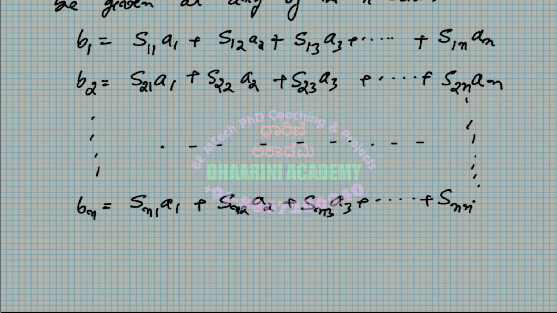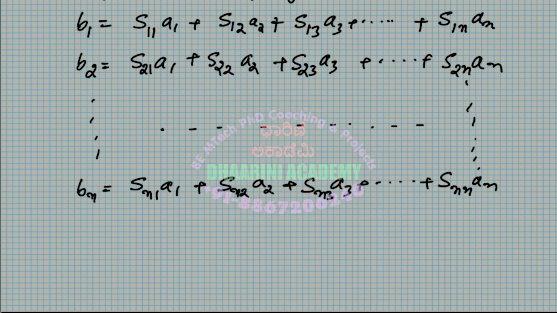So Bn can be written in the following way: Sn1 A1 plus Sn2 A2 plus Sn3 A3 dot dot dot plus Snn An. This is for n different ports being present in that particular junction. Now let us try to write the same thing in a matrix format, because everything becomes simple if we look in the matrix format.